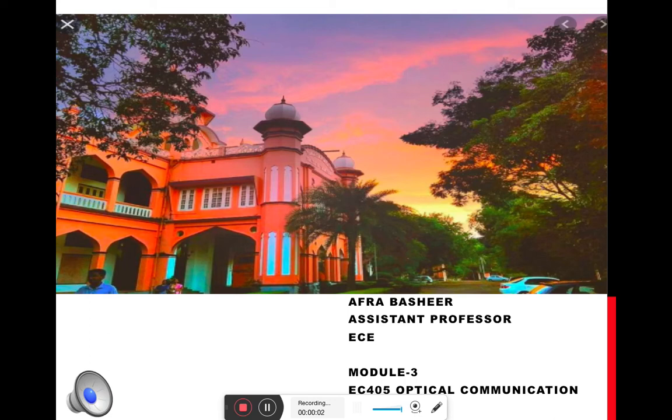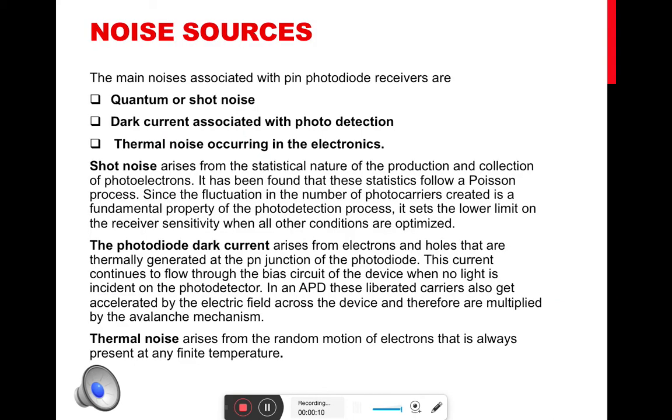Hello everyone, in this video lecture we'll be learning about the different sources of noise and the quantum limit of detection. To start with, we have three different sources of noise that are associated with photodiode receivers. One is quantum noise or shot noise, the other one is the noise that is associated with the dark current, and the other one is the thermal noise. So first we'll learn about the shot noise or the quantum noise.